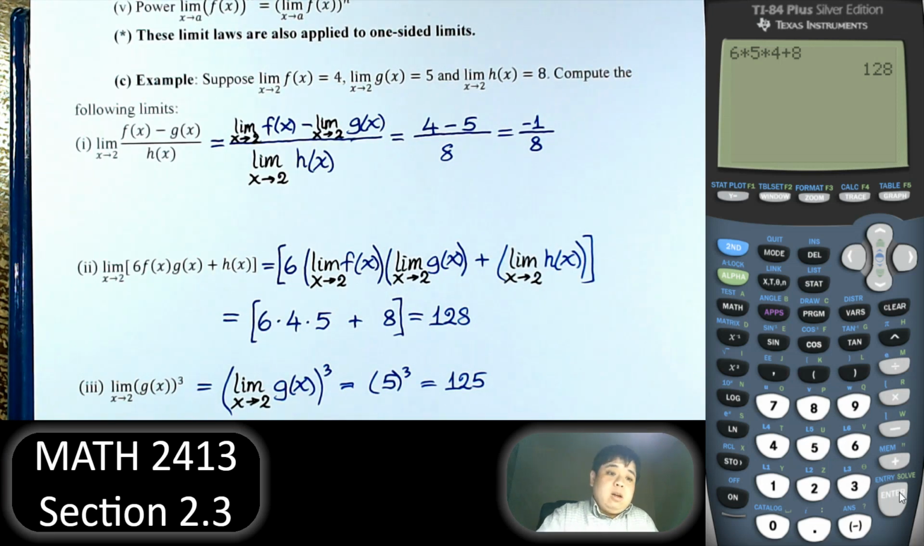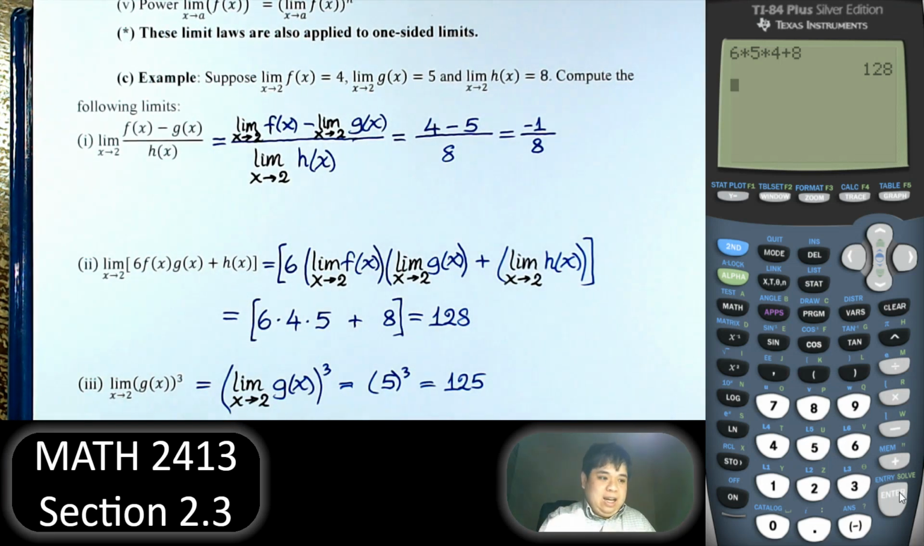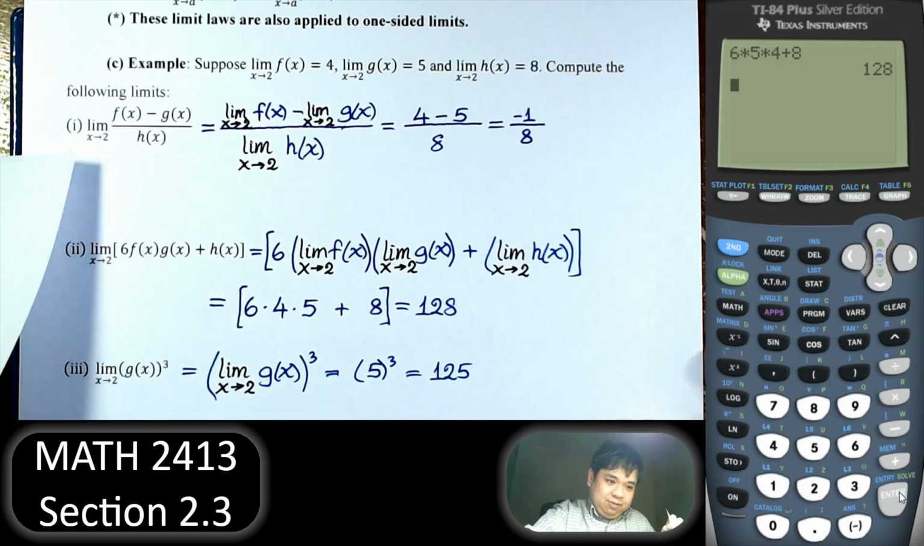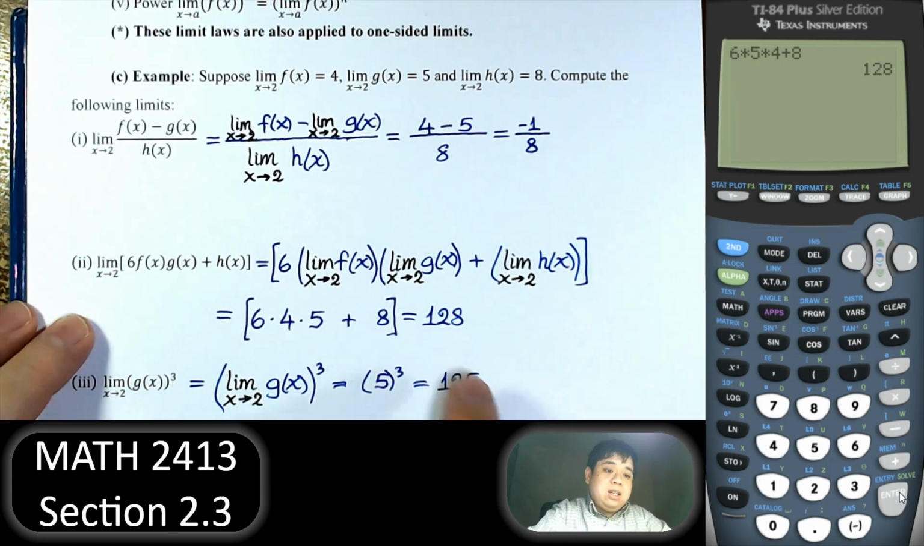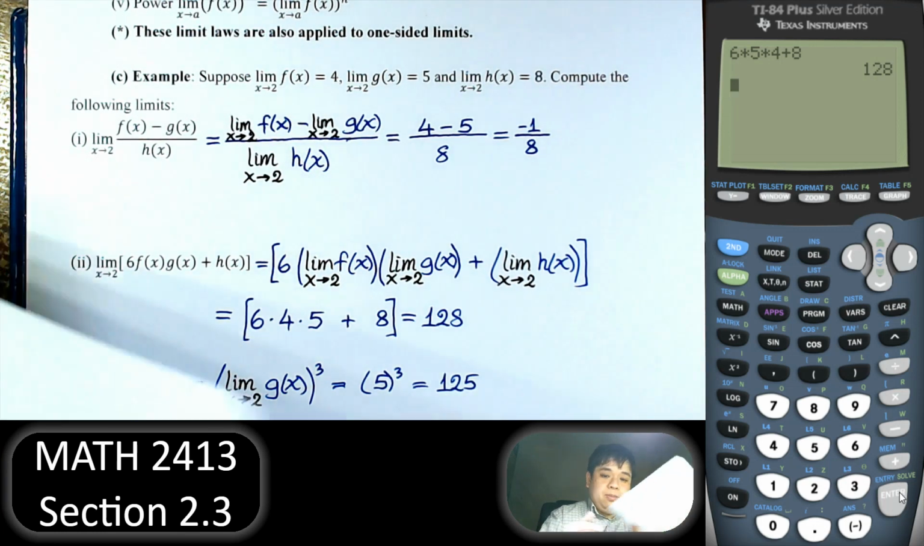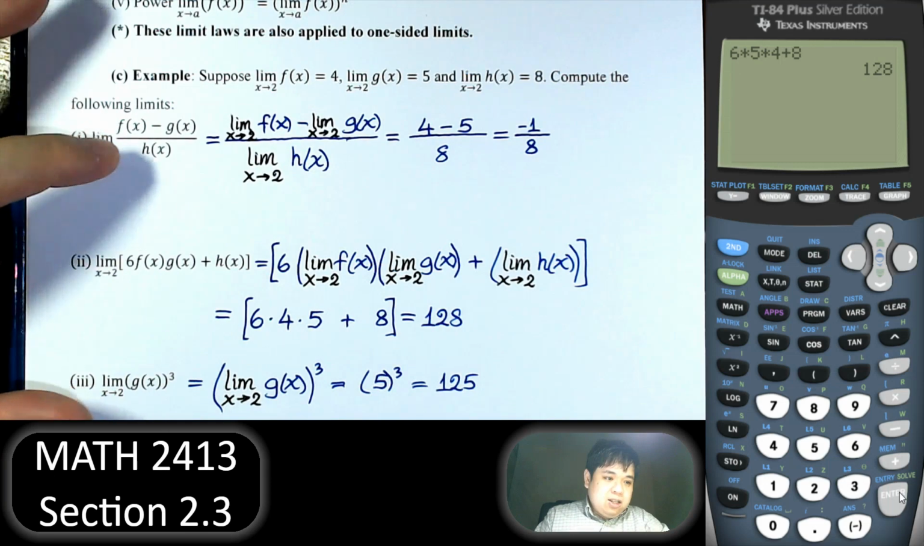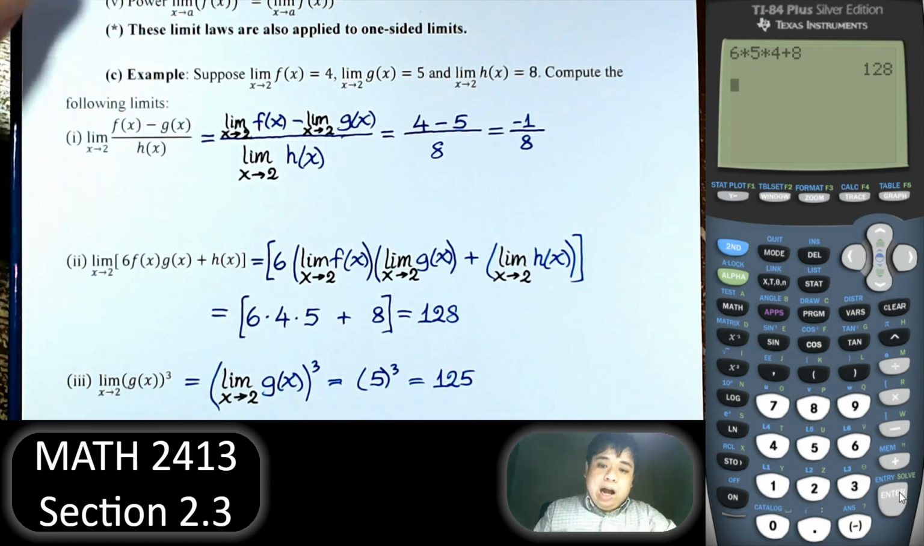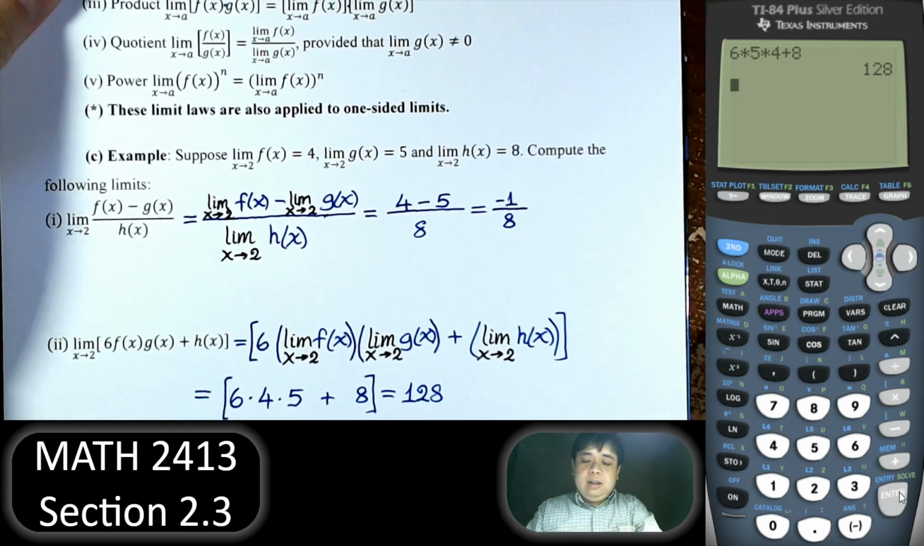Now, the problem is sometimes we're not given those limits, and that will be a different story. But for now, assume that each individual limit is given, is known, then we'll just combine them, just like the way the functions are combined. Right, moving on.